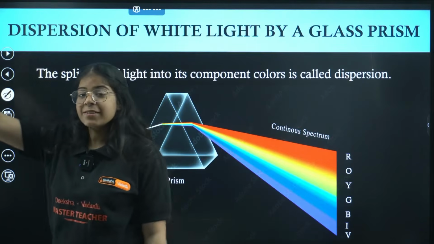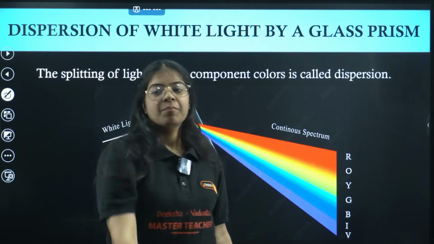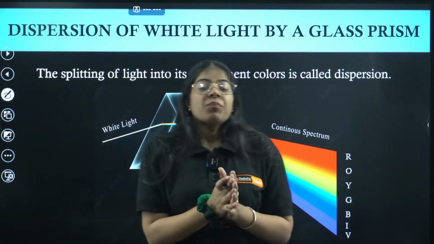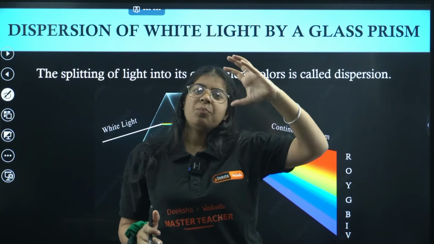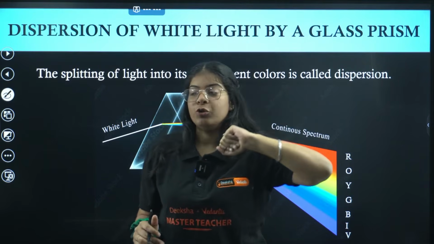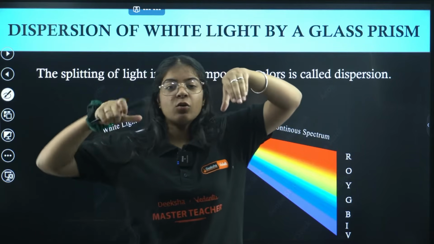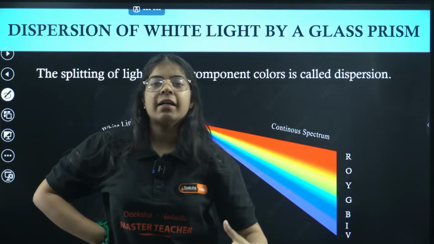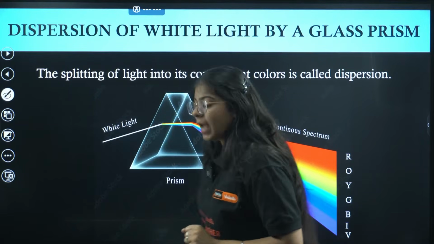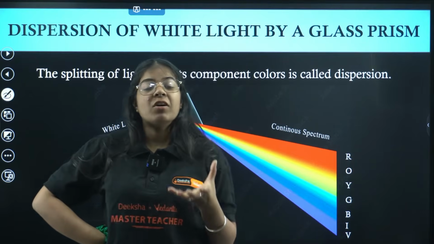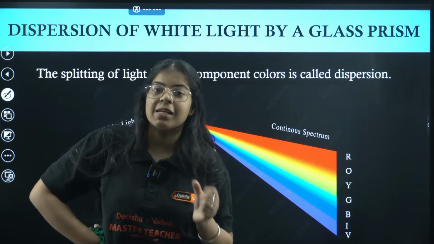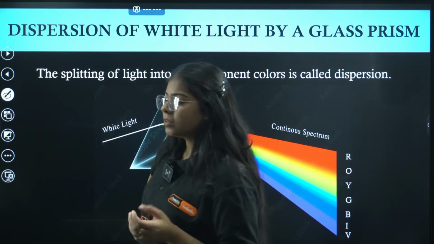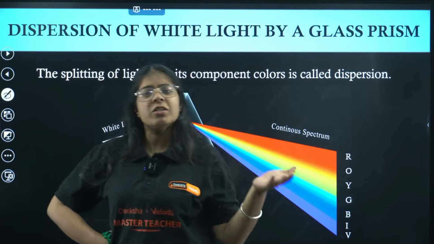Then, the next topic is dispersion of white light by a glass prism. We studied the glass prism. Now, let's study its applications. If you take a prism, I'll probably try to get a prism and show you. If you take a prism and put it in the sunlight, or I hit it with a white light, what will happen? You will see 7 different colors. You won't just see one white light coming out of it. You will see 7 different colors coming out of the prism, and you're like, what just happened?